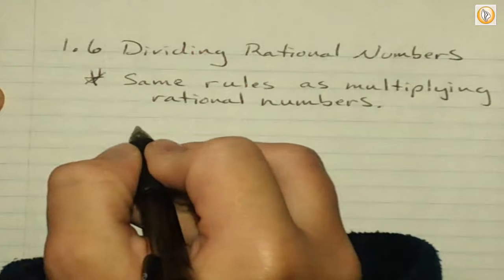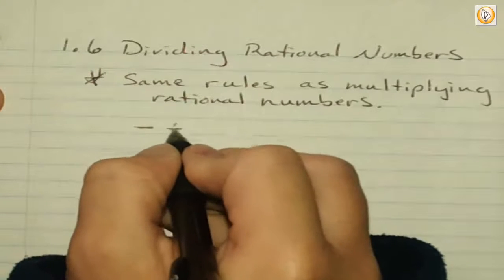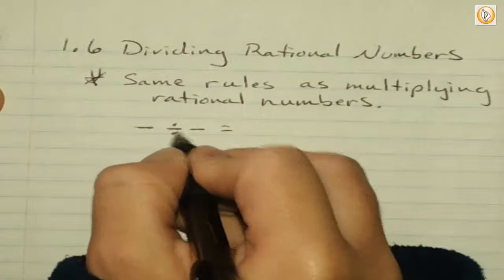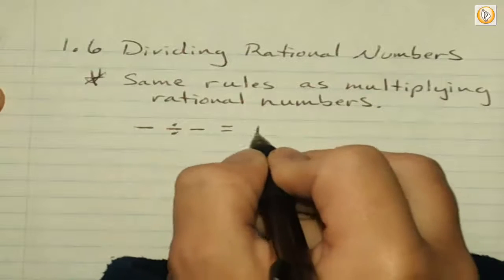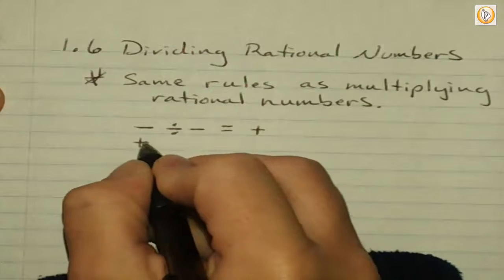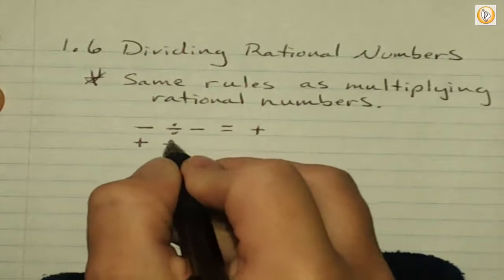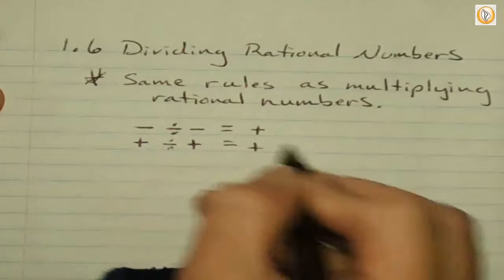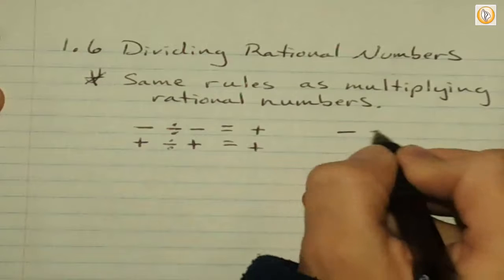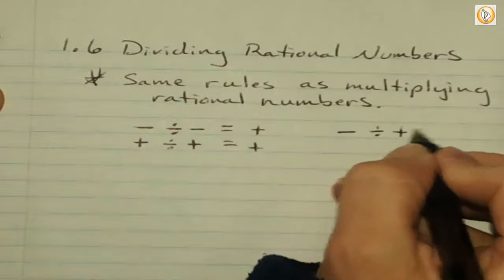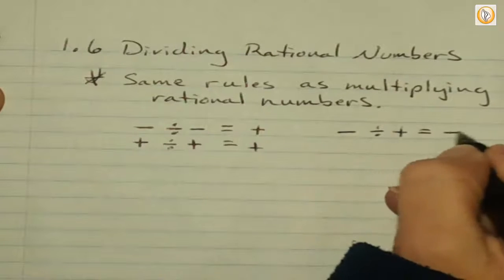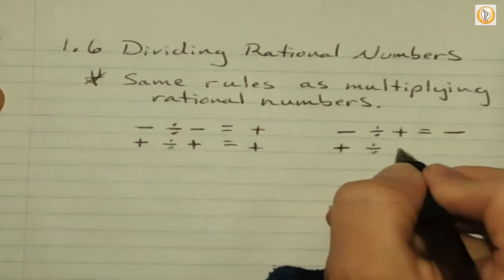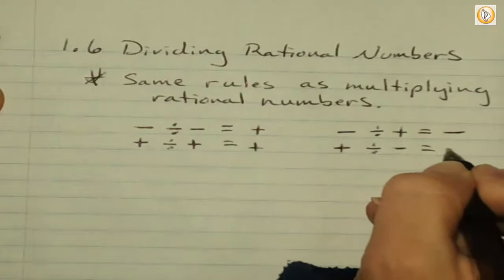For example, negative divided by negative will always be what? Positive. Positive divided by a positive will always be what? Positive. How about a negative divided by a positive? Negative. Or a positive divided by a negative? Negative.